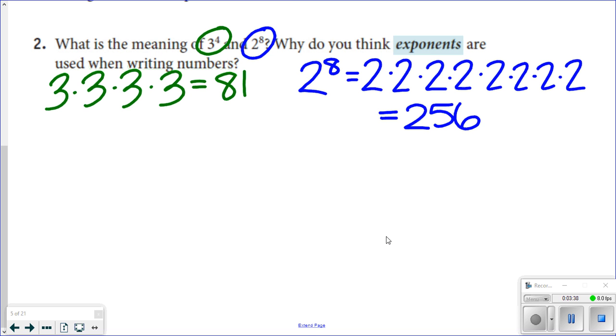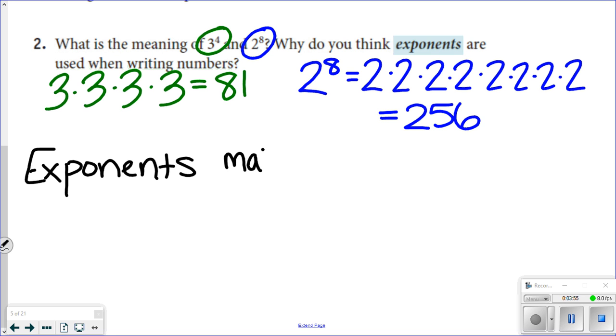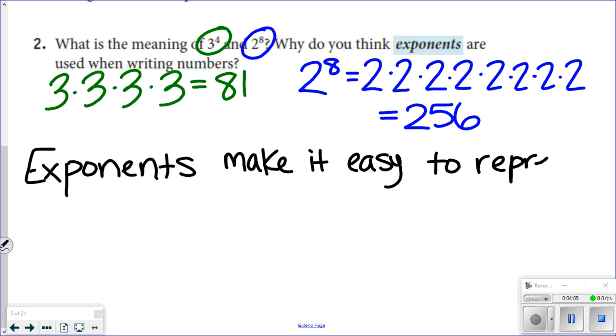Why do you think exponents are used when writing numbers? Well, exponents are faster, they're shorter, it's less amount of writing. So exponents make it easy to represent repeated multiplication or the product of repeated factors.